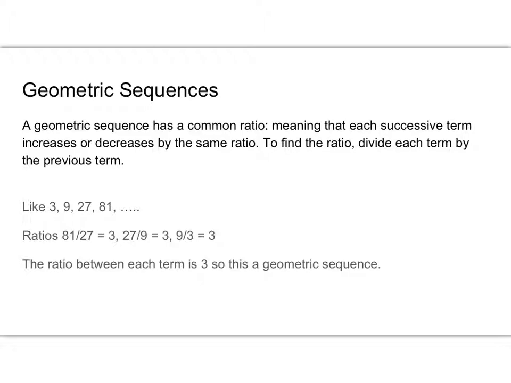So in this case, I'd have 81 and I'd divide by 27. 81 divided by 27 happens to be 3. And then I would do 27 divided by 9, also 3. And 9 divided by 3 is also 3. So the ratio between each term is 3. That makes it a geometric sequence. If any one of your terms breaks that pattern, then it's no longer a geometric sequence.